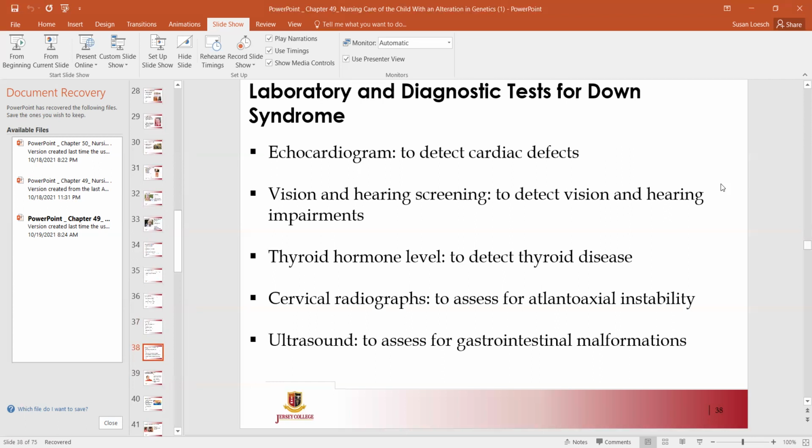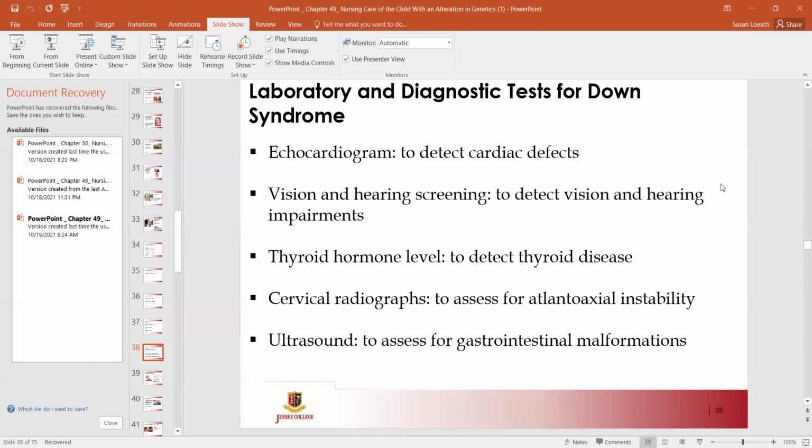Some laboratory and diagnostic tests. It can be calculated incorporating the maternal age prenatally between 11 and 14 weeks using ultrasound and blood test, looking at that nuchal translucency. Remember, we're looking at that nuchal fold and the amount of fluid that's there.